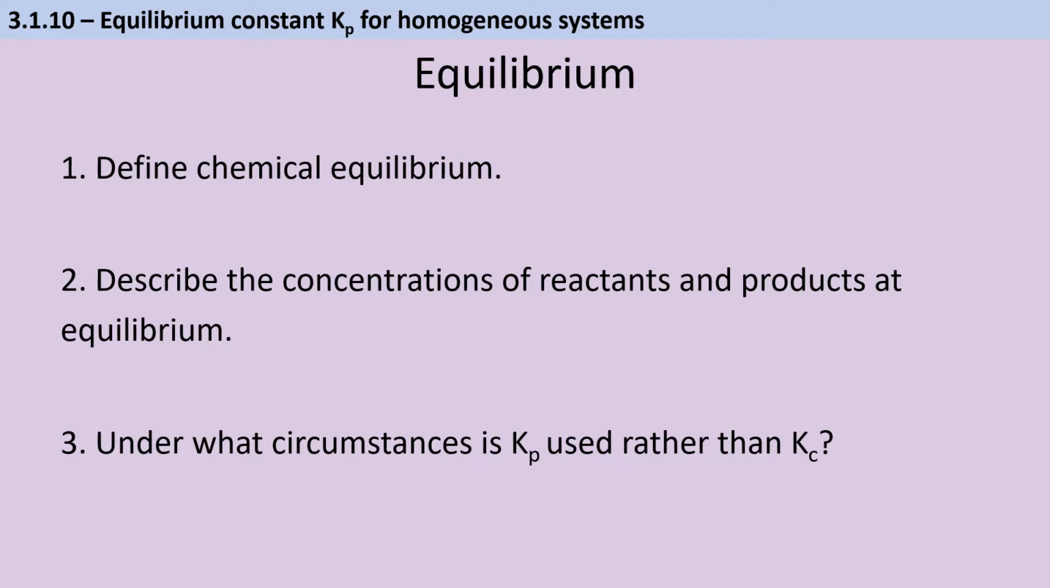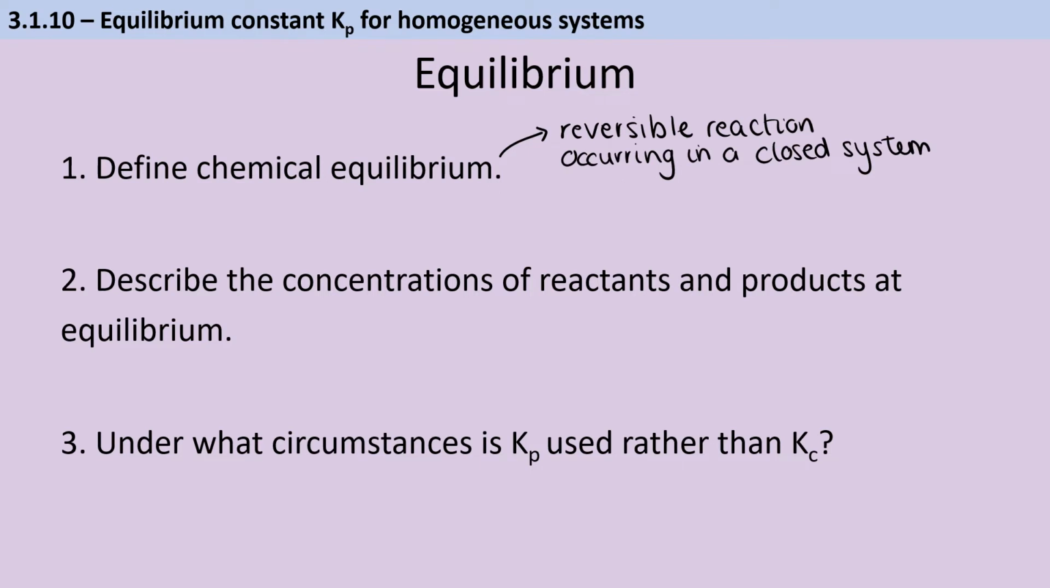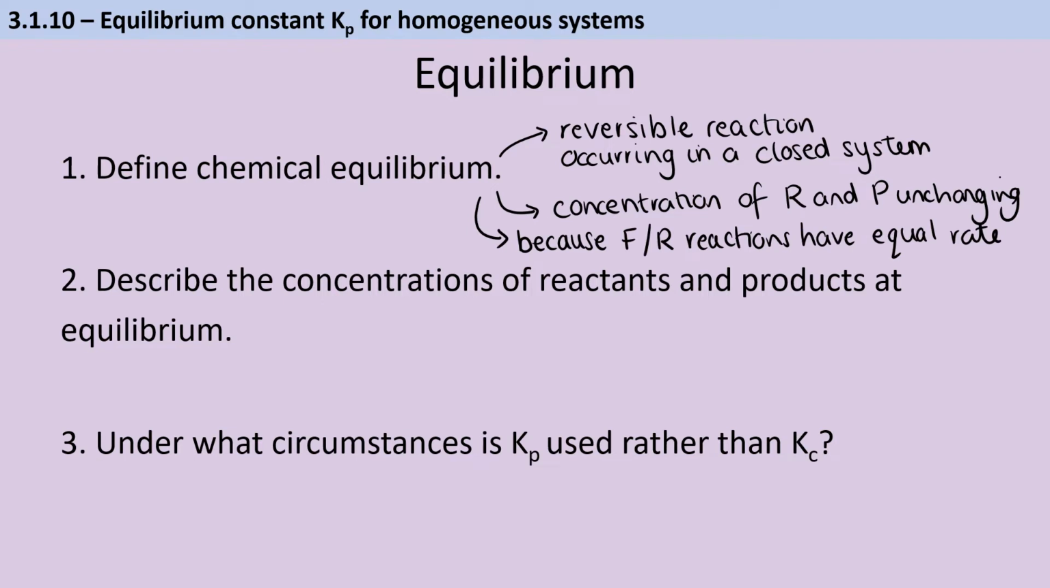Chemical equilibrium happens when a reversible reaction occurs in a closed system, and the two key aspects are that you're going to have unchanging concentrations of the reactants and products, and this happens because the forward and reverse reactions are occurring at the same rate. So the concentrations of reactants and products are unchanging, they are not the same as each other.